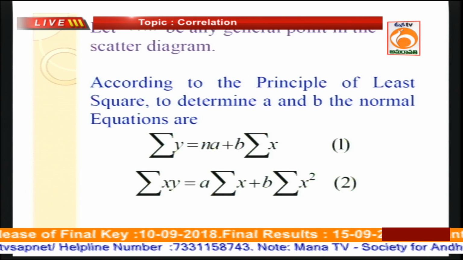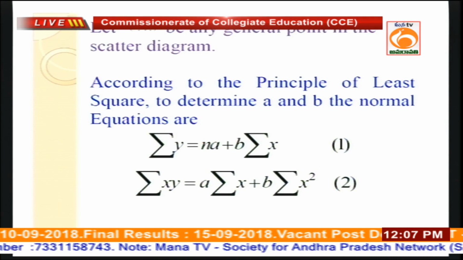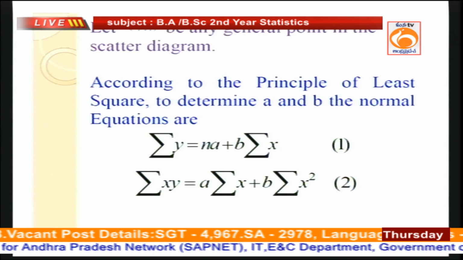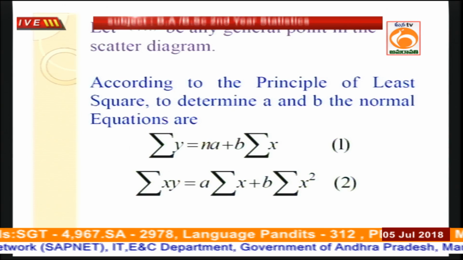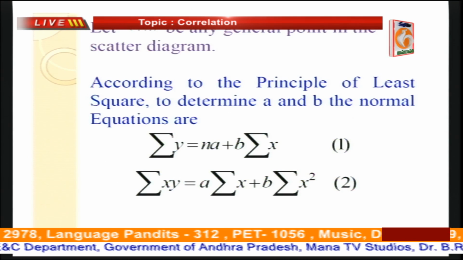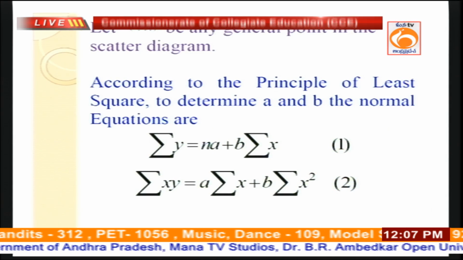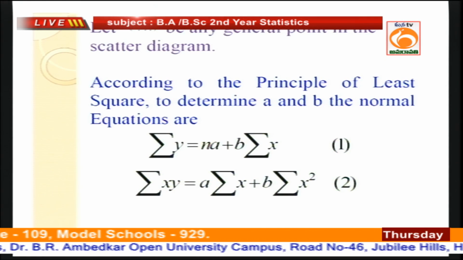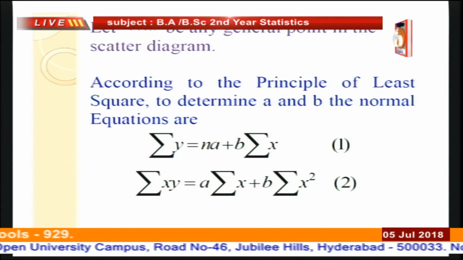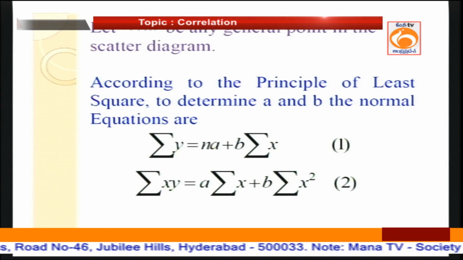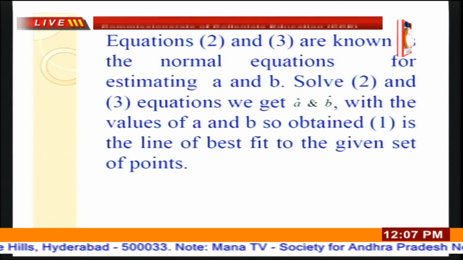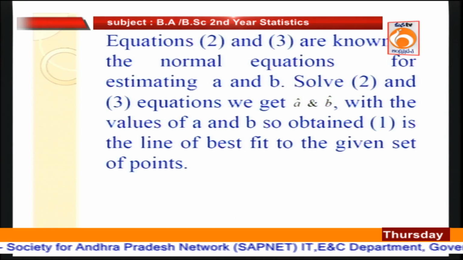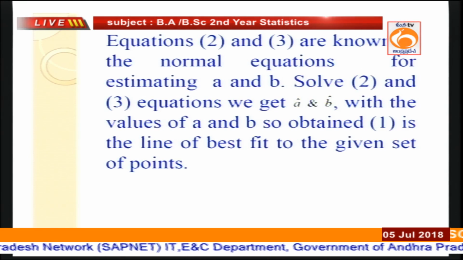The second normal equation is summation xy = a summation x + b summation x square, to estimate a and b. Here we have to estimate two arbitrary constants, and for these two arbitrary constants we need two normal equations. Equations 2 and 3 are known as normal equations for estimating a and b. Solving equations 2 and 3, we get a cap and b cap.